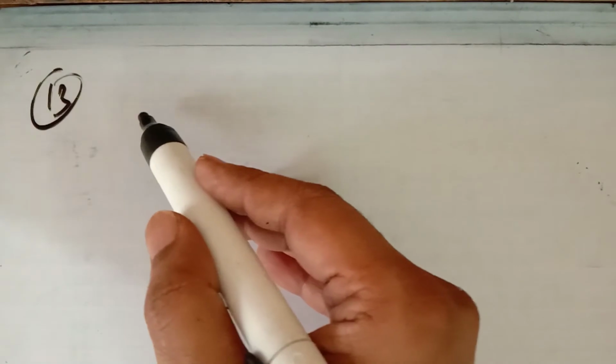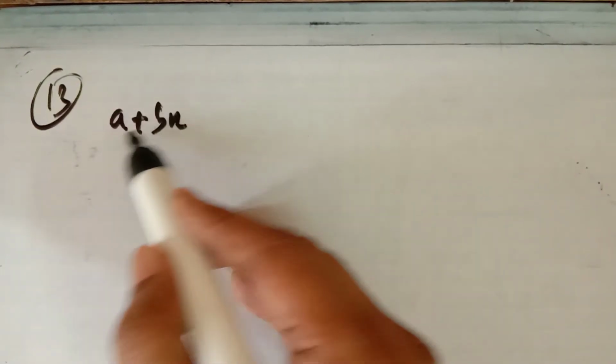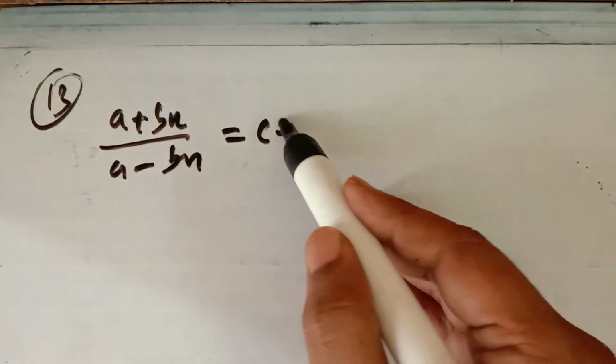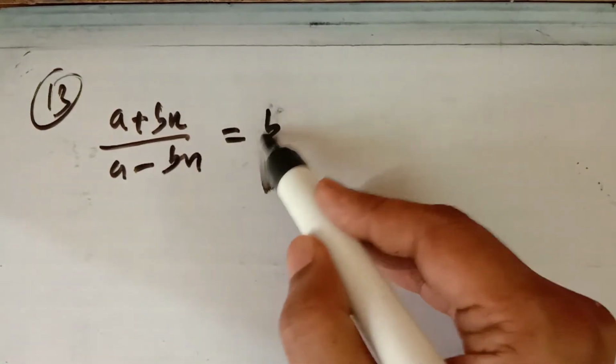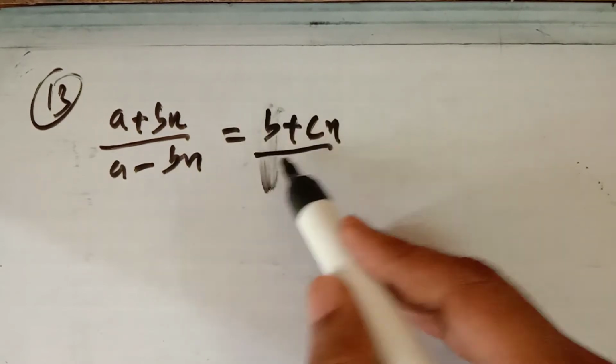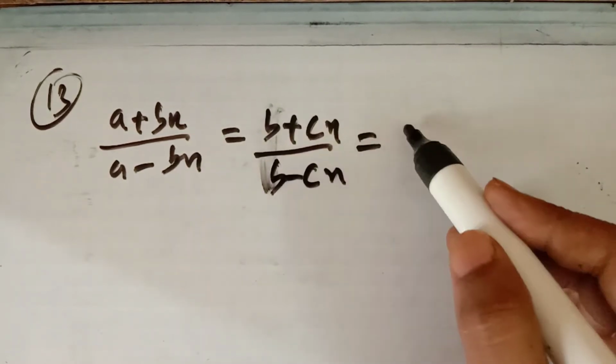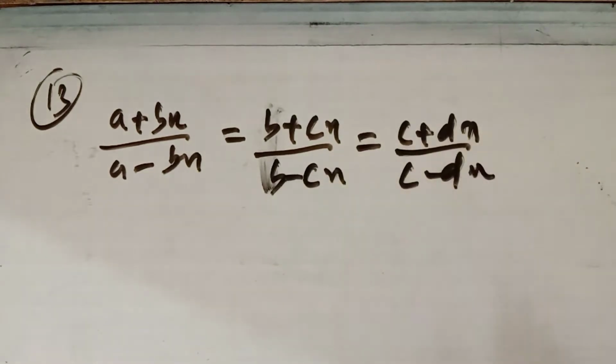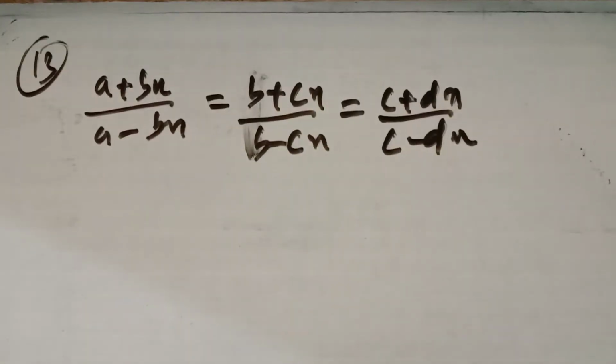Some 3 ratios are given as equal to each other, and you have to prove that A, B, C, D are in GP. So (A plus B x) upon (A minus B x) is equal to (B plus C x) upon (B minus C x) is equal to (C plus D x) upon (C minus D x). These ratios are equal to each other, and you have to show that A, B, C, D are in GP.